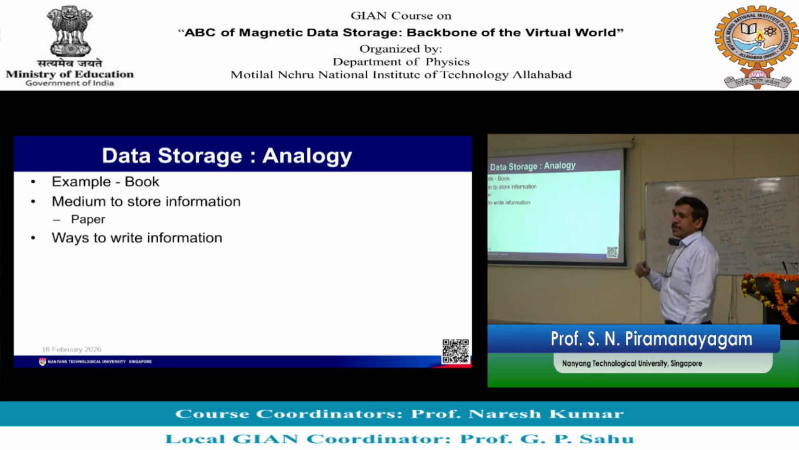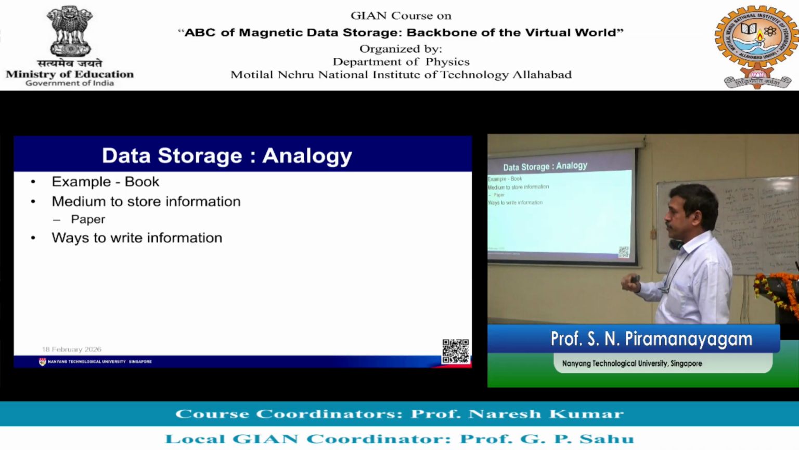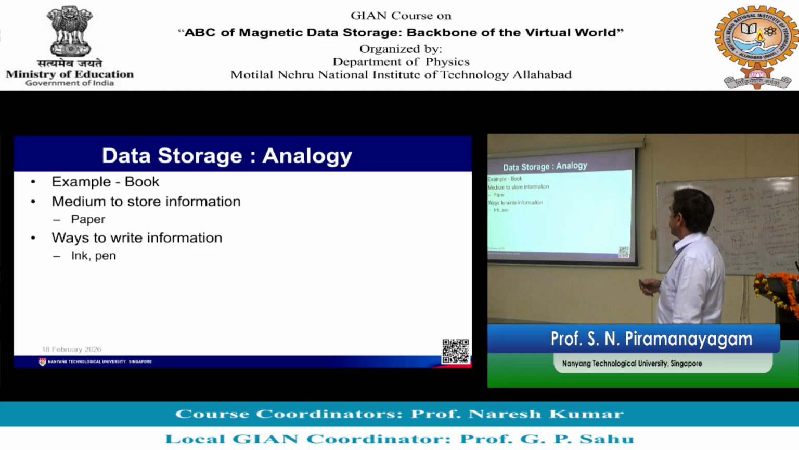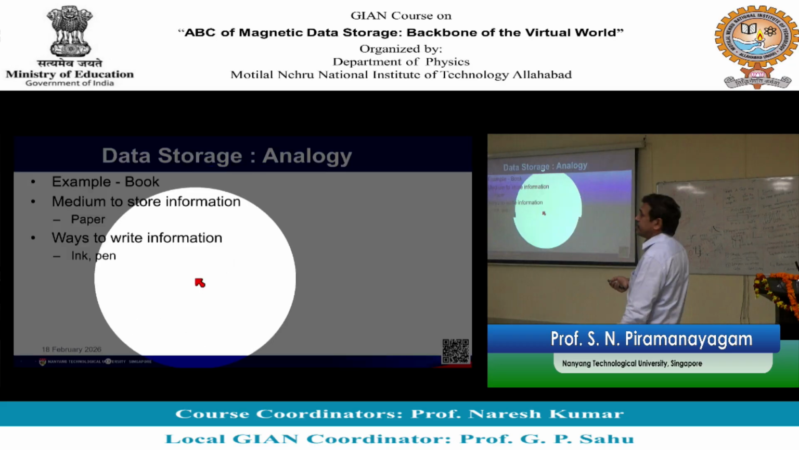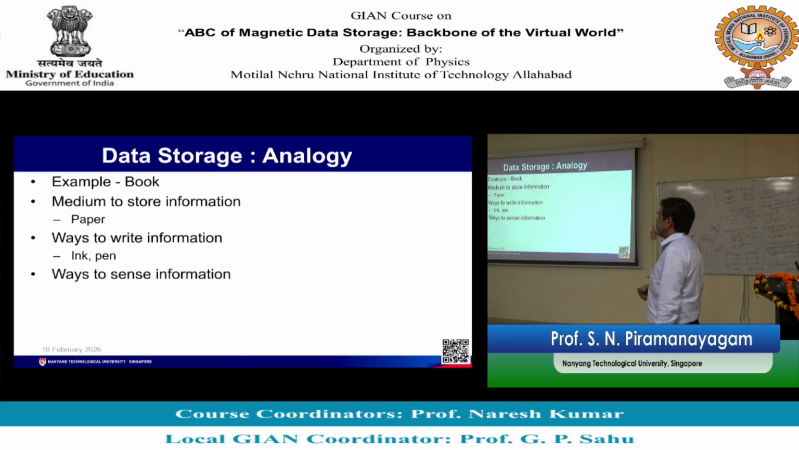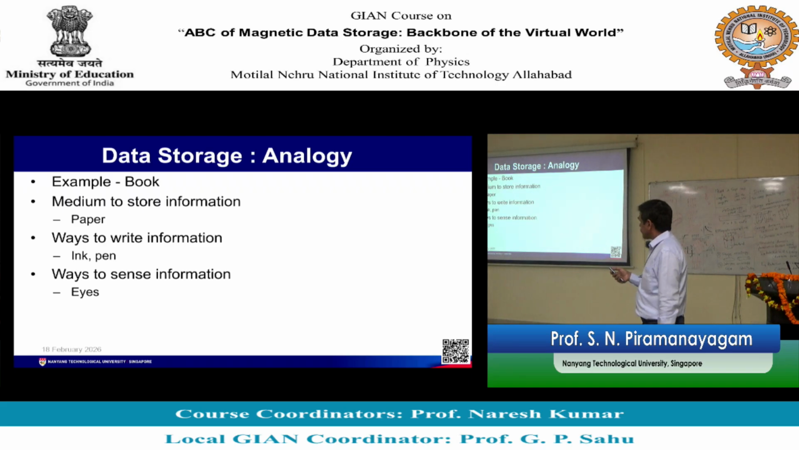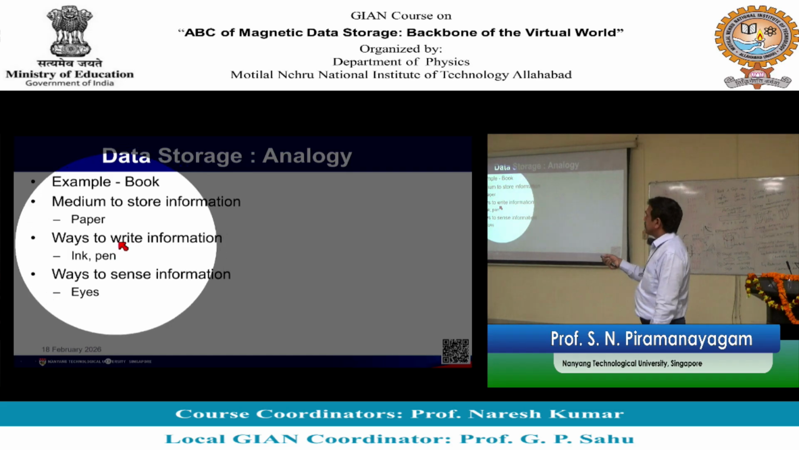And we should have some ways to write information. In the case of a notebook, you use a pen to write information, and in the case of a book, we print information using ink. And we should also have some ways to sense the information. In this case, we are using our eyes to sense the information. But these three are not enough.